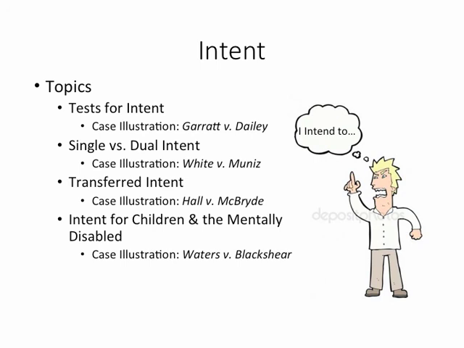We'll then take a look at the concept of transferred intent, and we'll use the Hall versus McBride case in order to get a better handle on that. Once again, that's a concept that is reviewed fairly well in the video, so we'll spend most of our time really looking at the Hall case in particular. And we'll wrap up by looking at how the intent requirement applies to people that perhaps may pose a problem in the application of the element. This includes children and adults with mental disabilities. We'll study this using the Waters versus Blackshear case.